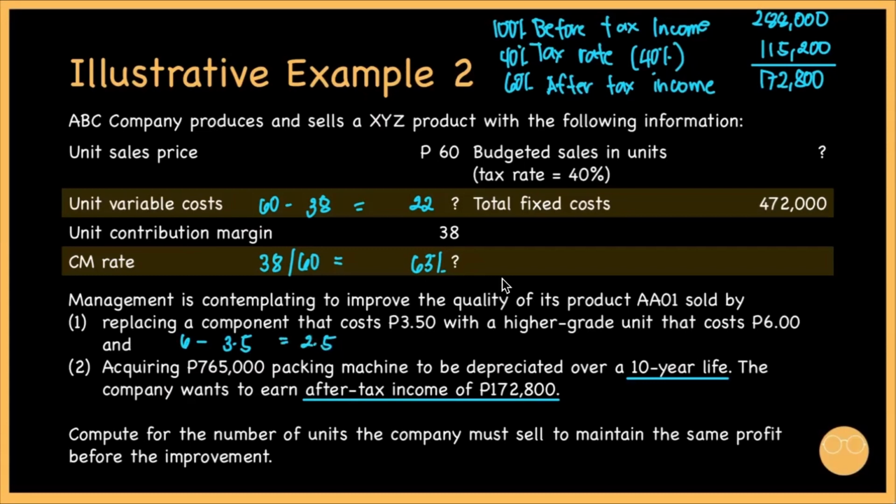Then lastly, we have here the acquired machinery that will be depreciated over a 10-year life. So this is 765,000 divided by 10 years. So every year, you're going to increase your total fixed cost by 76,500. So our total fixed cost here will not be 472,000 anymore, but we are going to add 76,500. So let's have a comparison of the before the adjustment and after the adjustment.